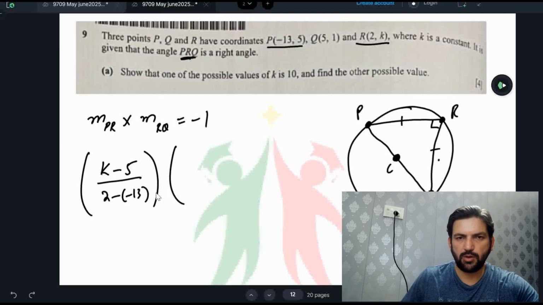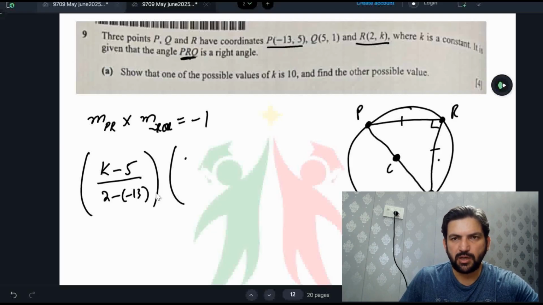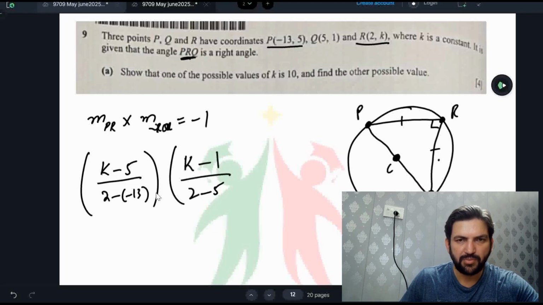Okay, this will be PR and QR. Basically this one is QR. So for QR what we can do is (K minus 1) divided by (2 minus 5) is equal to -1.